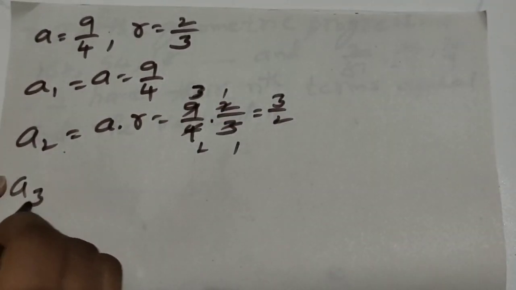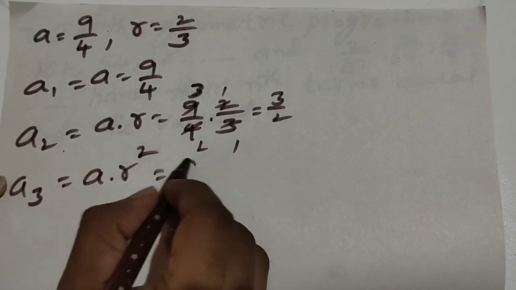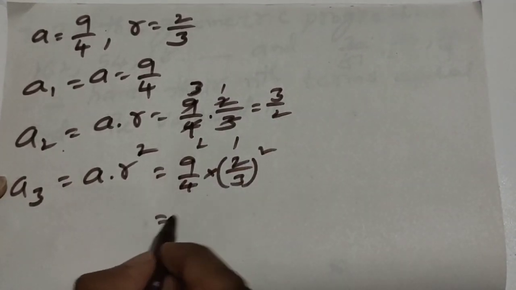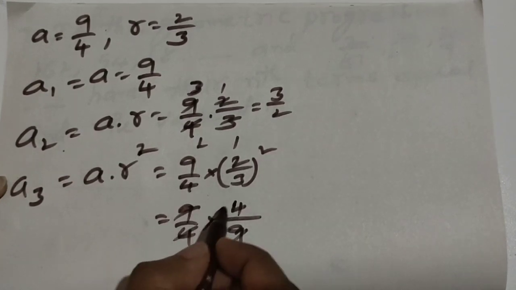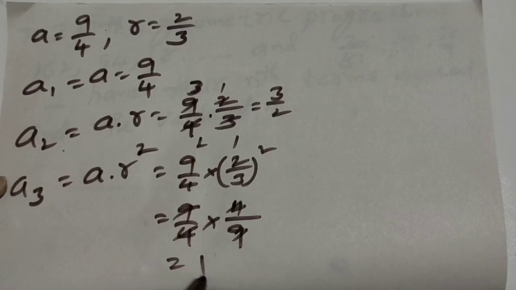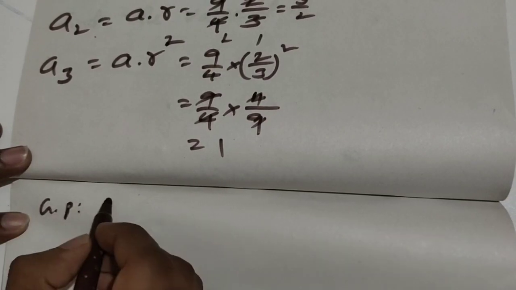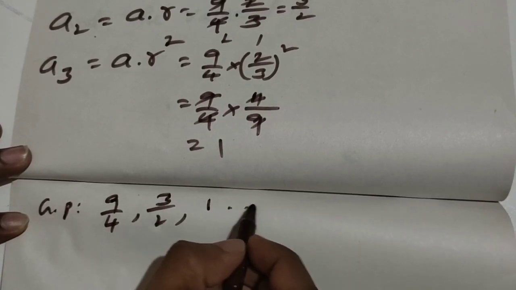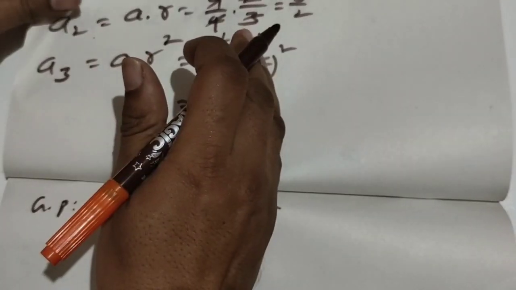Now a3. It is simply a into r to the power of 2, that is 9 by 4 into 2 by 3 whole square. Then we get 9 by 4 into 2 square is 4, 3 square is 9. 9 gets cancelled, 4 gets cancelled, simply we get 1. So the series is simply the GP 9 by 4, 3 by 2, 1 and so on. So like this we can get the GP. Okay. Now one more, simply we can write the next one.